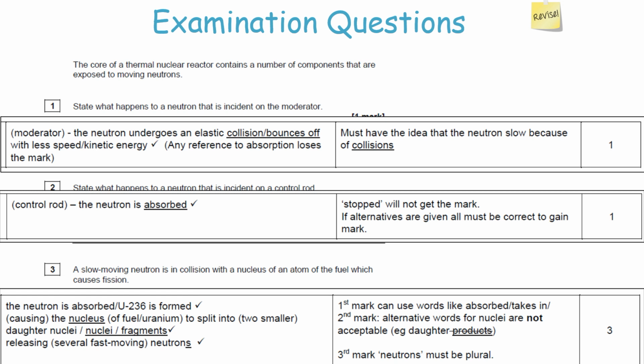The average number of neutrons released in the fission process for uranium-235 is 2.3, which tells us there's either 2 neutrons or 3 neutrons released. Now again, remember, this is what happens with uranium-235. With uranium-238, the neutron is absorbed, but it does not cause further fission.